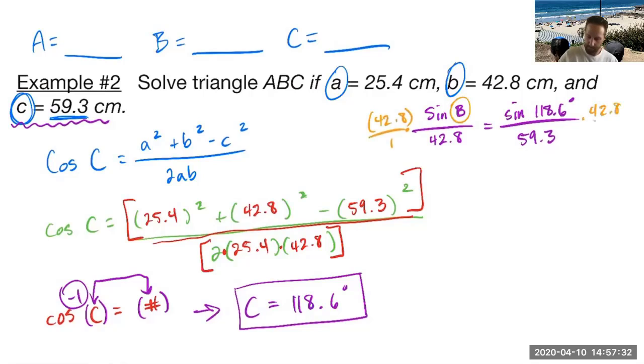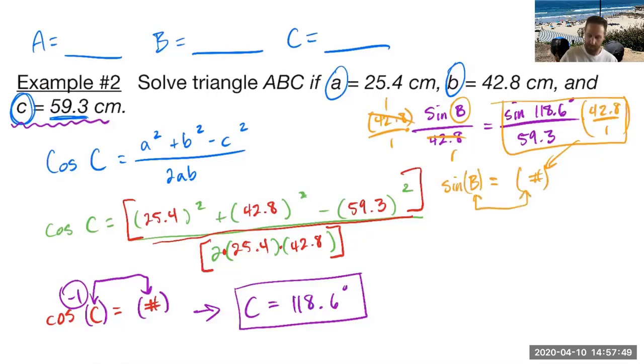So that cancels out, and I get the sine of B is equal to some number. And now that I have that number, I will do the inverse to reverse my input and my output, and that will then allow me to find what angle B is. And I found that angle B, after computing it, is 39.3 degrees.